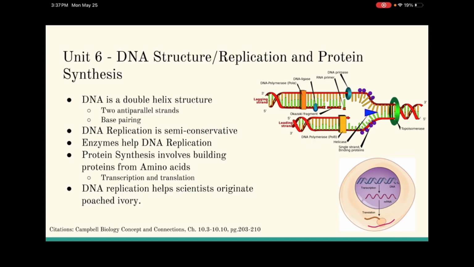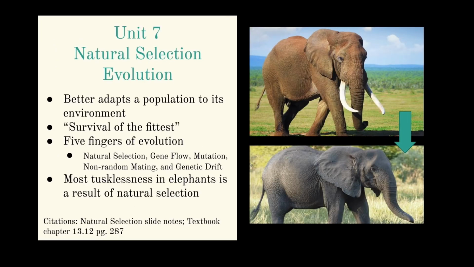This connects to elephants because DNA has unique genetic information, and scientists can extract DNA from tusks and compare it to other samples in different regions. They can also use gel electrophoresis to do this. Also, since DNA replication allows DNA to replicate accurately, it is easier for scientists to find out where illegal ivory comes from. Unit 7, Natural Selection and Evolution.